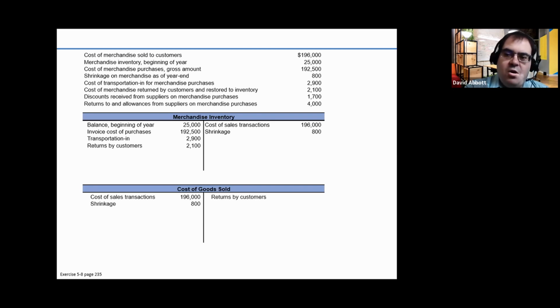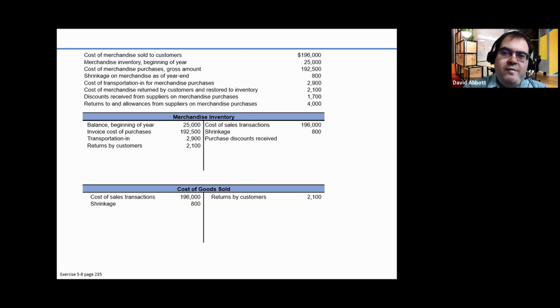And then we had returns by customers. So you'll have to go ahead and credit the cost of goods sold because you now no longer sold those items and you're adding them back to your inventory. So in order for everything to be right, you'll credit the cost of goods sold.